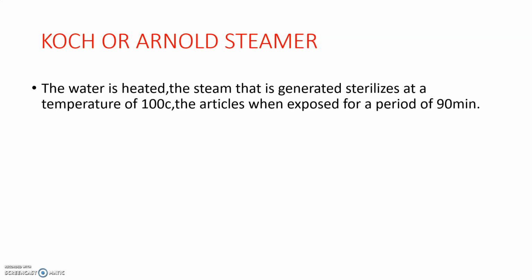When the water starts heating, the steam is generated inside the sterilizer at a temperature of 100 degrees Celsius. And thus the articles placed above that perforated tray are exposed to this steam for a period of 90 minutes. So that is the procedure of the Koch or Arnold steamer. It is a quite inexpensive method.